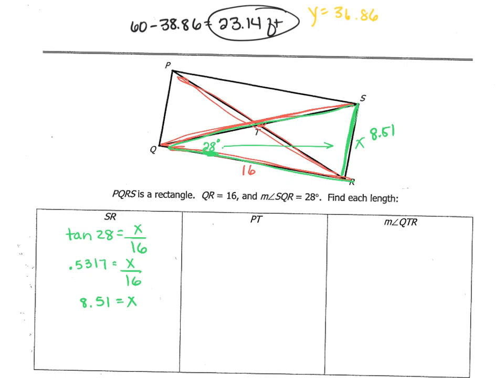Well, PT is half of the diagonal, and the diagonal should be equal. So in the same green triangle, if I find the hypotenuse, PT should equal ST, which is just half of that diagonal. So let's go ahead and use that green triangle again. In relation to 28 degrees, I know for sure adjacent, and I need hypotenuse. So adjacent over hypotenuse is cosine.